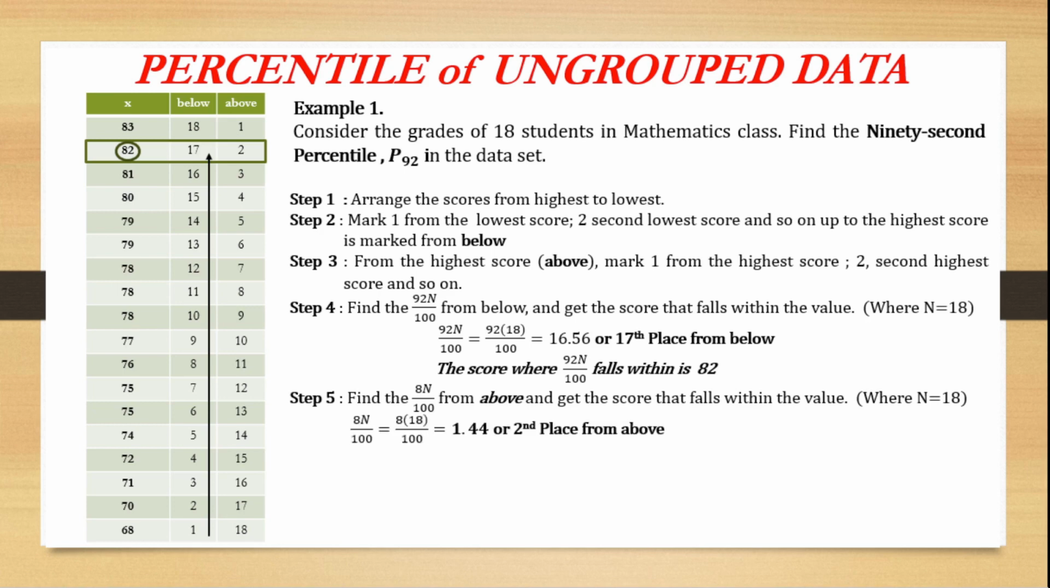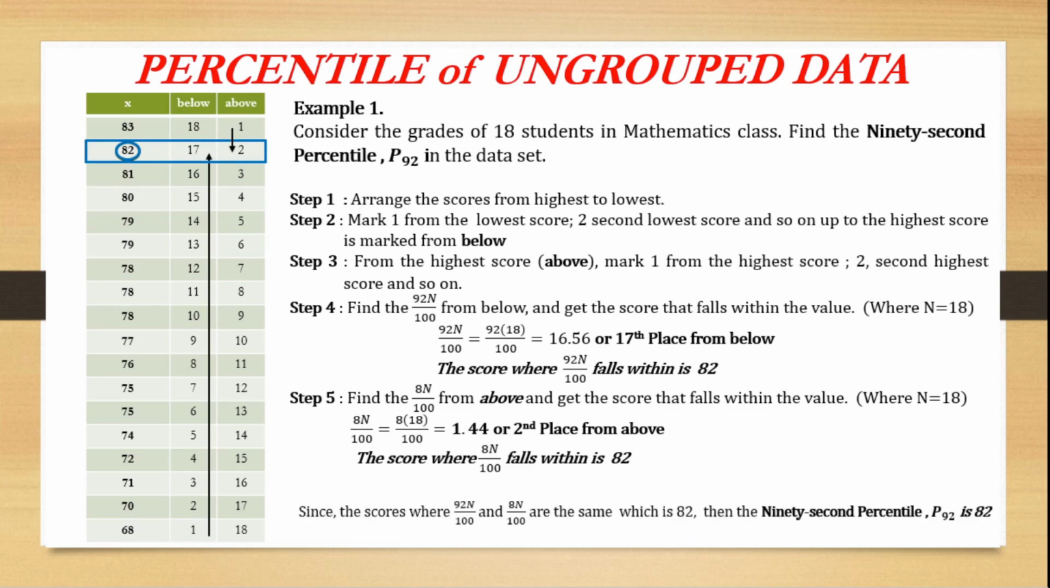By substituting the value of n, which is 18, to our 8n divided by 100, we have 8 times 18 divided by 100 is equal to 1.44. So round up 1.44, that becomes 2, or the second place from above. Let us refer to our table at the left and look for the second place from above. So this is now our second place from above. The number that falls within the 8n over 100 is 82.